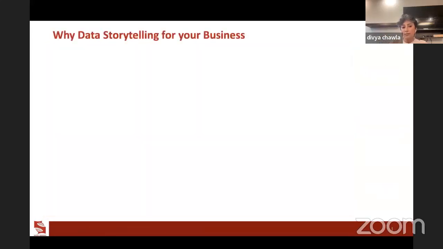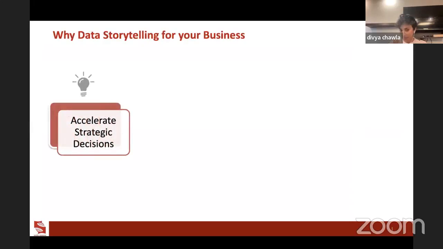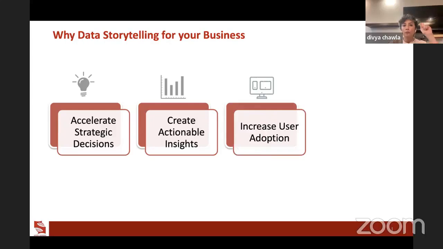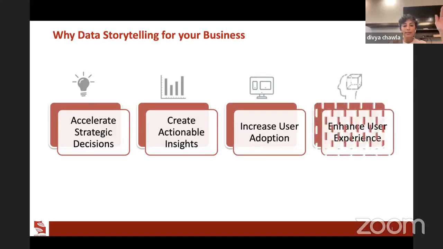So why is data storytelling good for business? For all the reasons that we just spoke about, but just to reiterate, you need to be able to use data for accelerating your strategic decisions, which comes out through narratives. You should be able to create the right actionable insights, because any insight which doesn't inspire action is just a number. An insight that inspires action is the right insight. You should be able to increase user adoption with that and make data available to everyone. And in the end, you should be able to enhance the user experience.